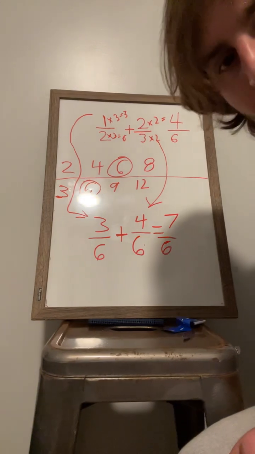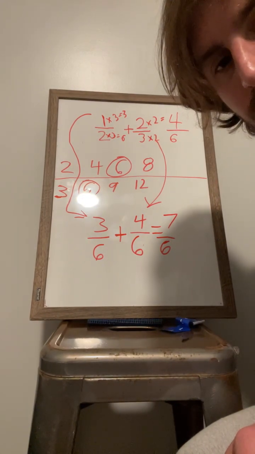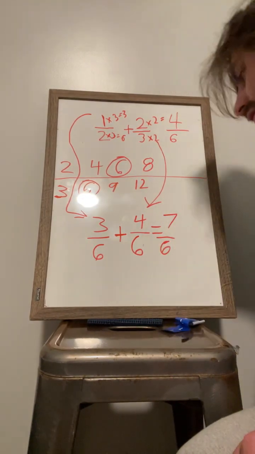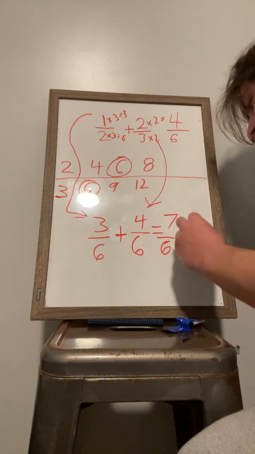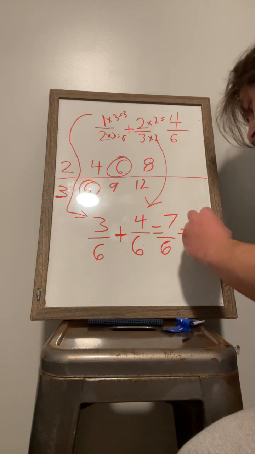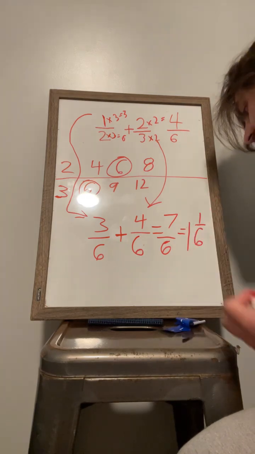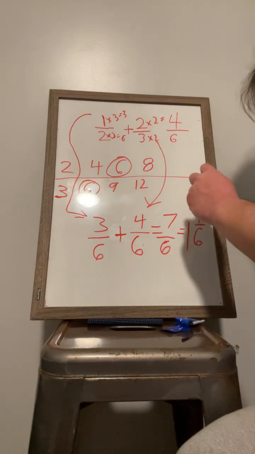If we're going to convert that into a mixed number, 6/6 equals 1 whole. And then we have 1/6 left over, so 7/6, if we're going to convert that to lowest terms, is 1 and 1/6. We have our answer.